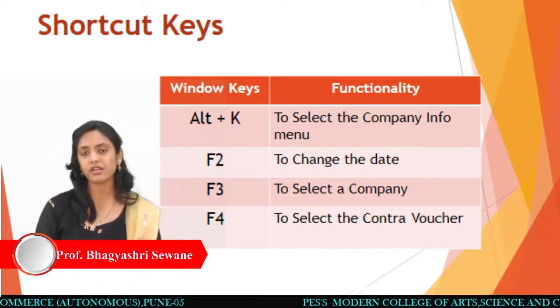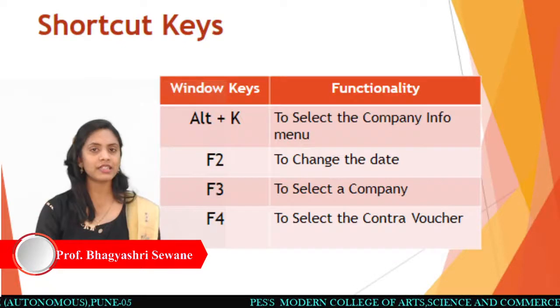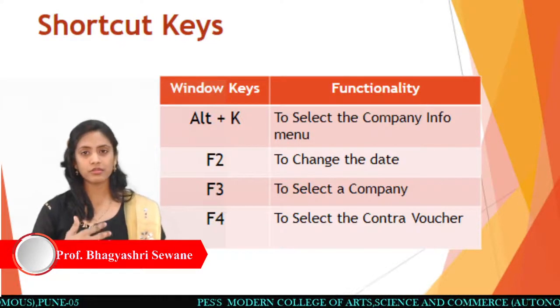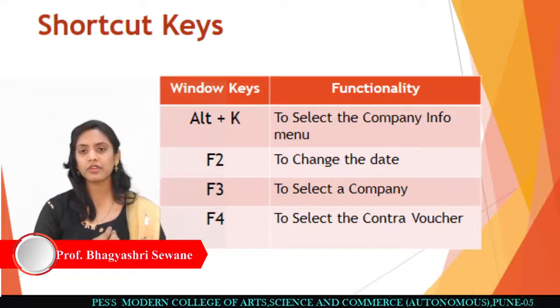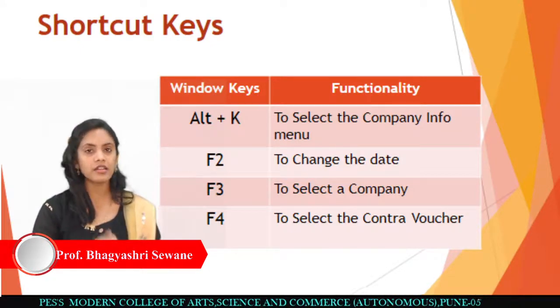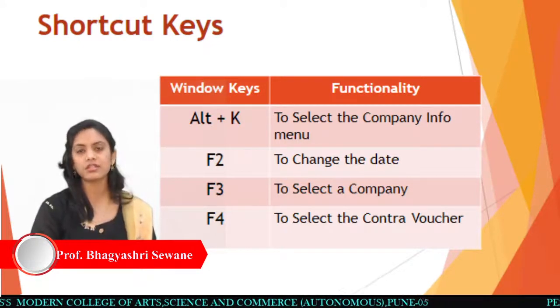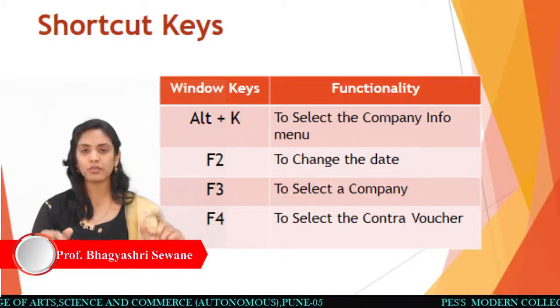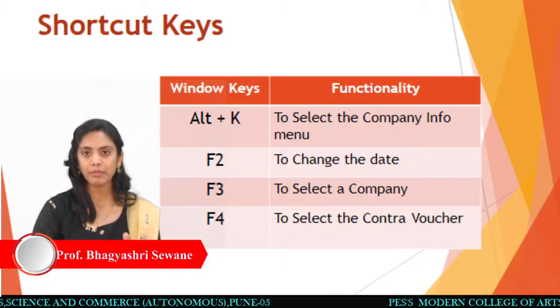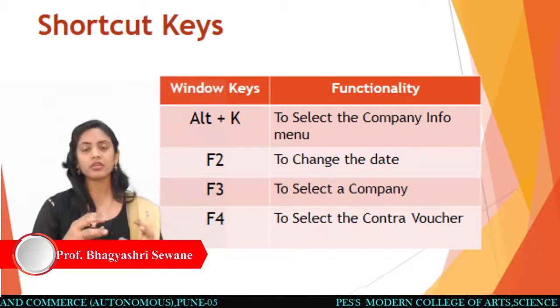There are some shortcut keys which are used in Tally for smooth working. Alt plus K is the option they have given you to select company information. You can see this particular thing is to select the company info menu, meaning whatever options are related to the company.